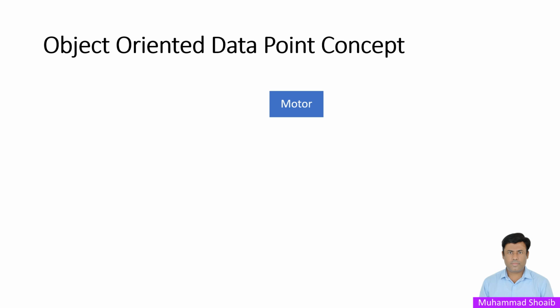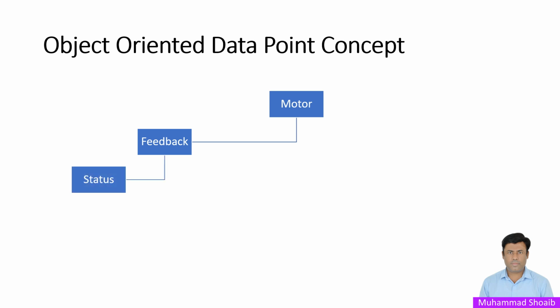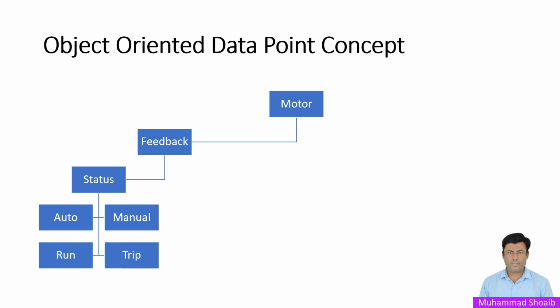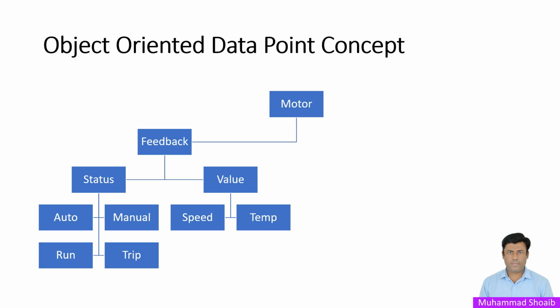For example, we have a motor, and we have the feedback related to the motor. In the feedback we have an auto signal, a manual signal, run, or trip. These are all digital input signals. In the feedback we also have some analog signals, for example speed, the motor running speed, and then the motor temperature. So these are all the digital and analog input feedback signals relevant to the motor.